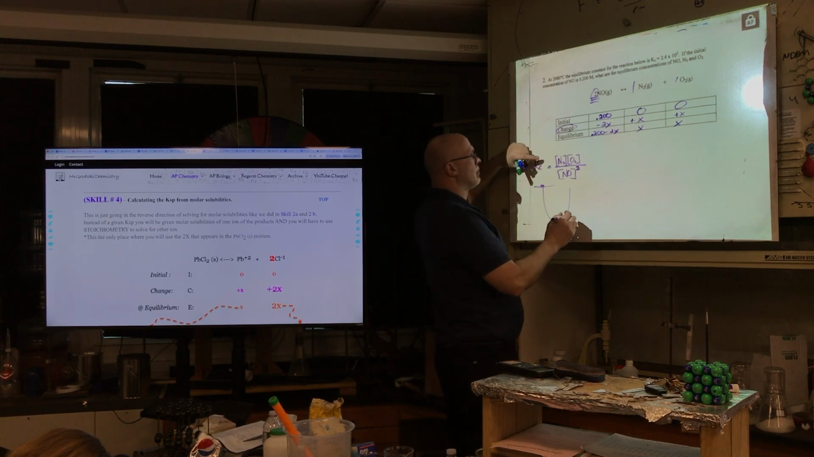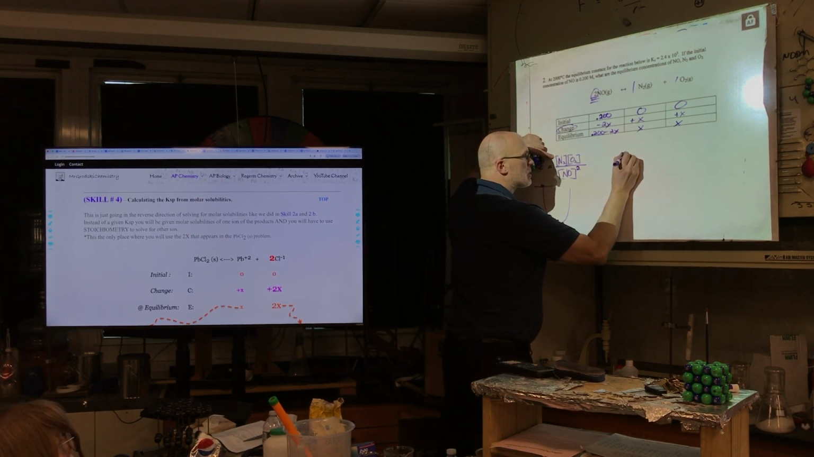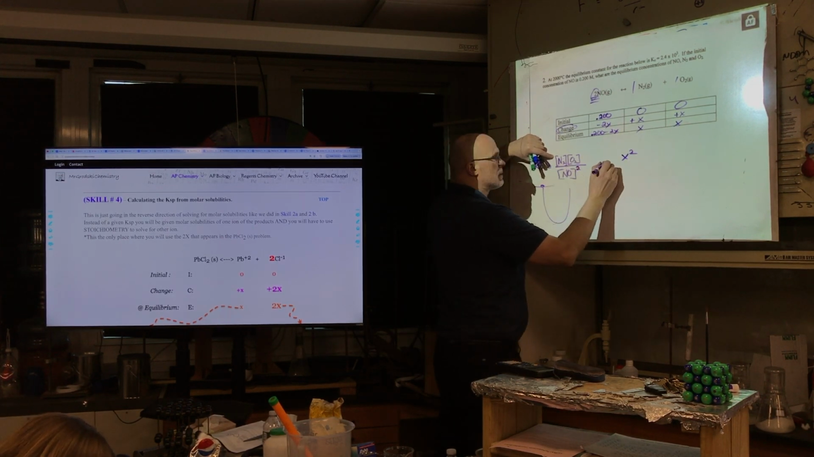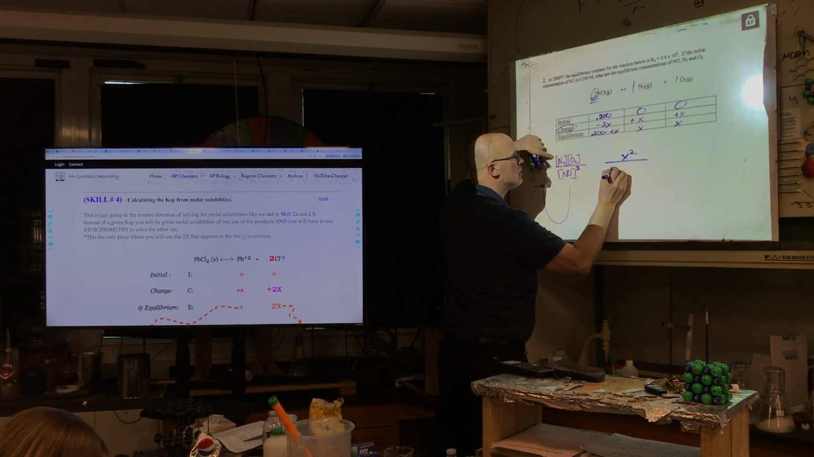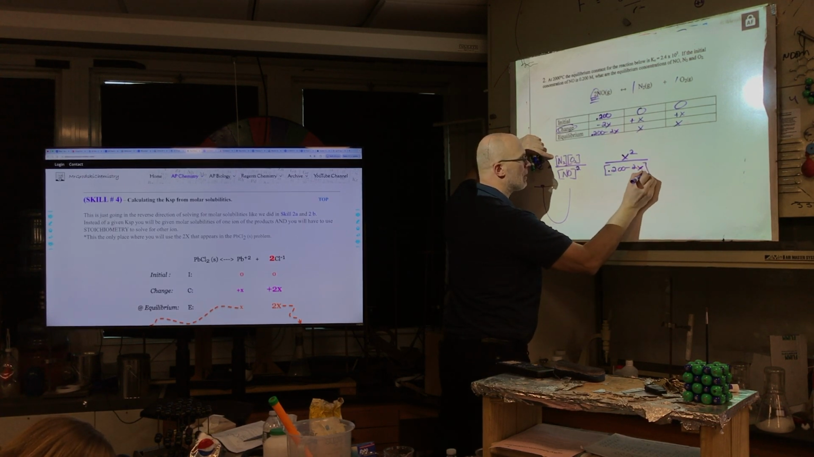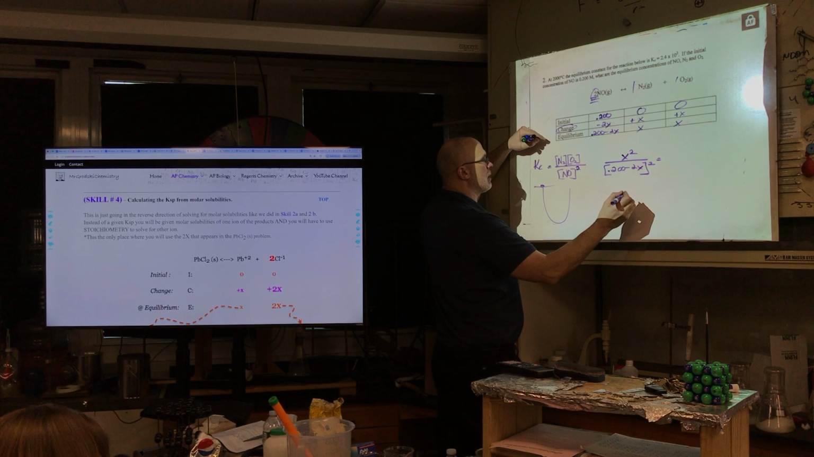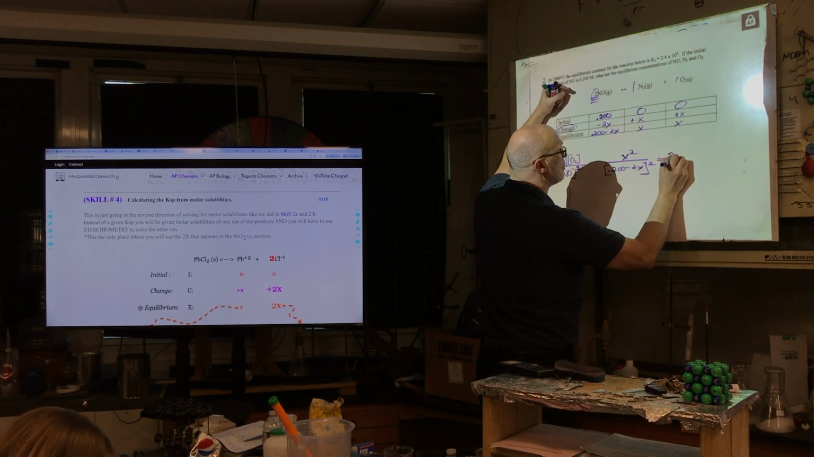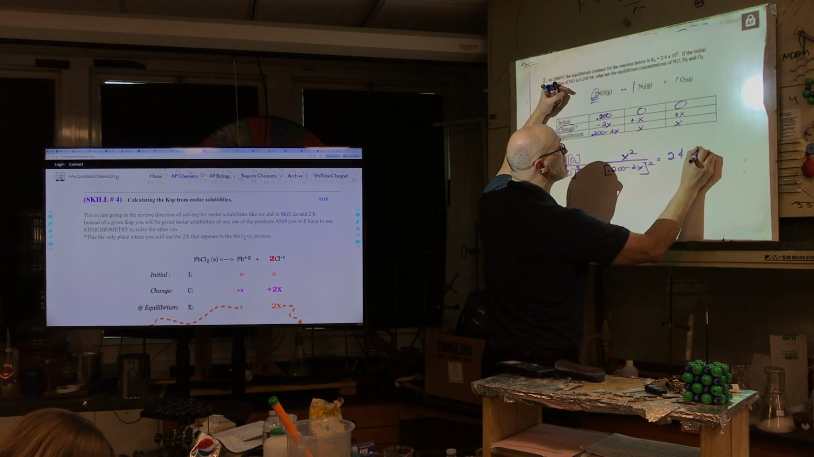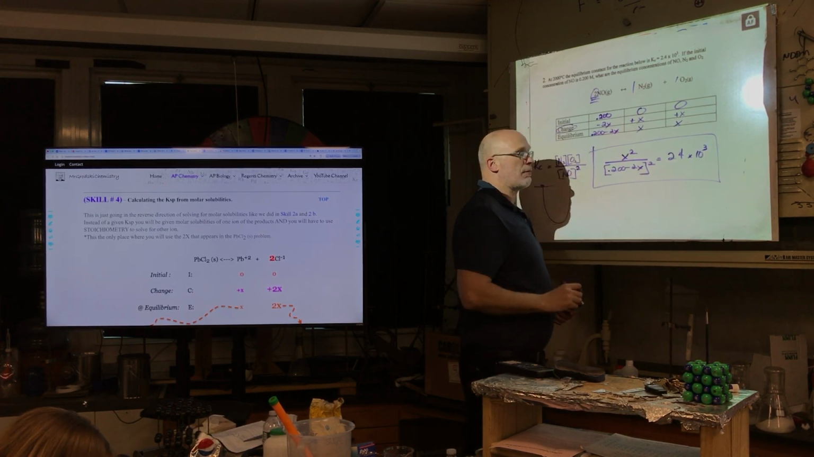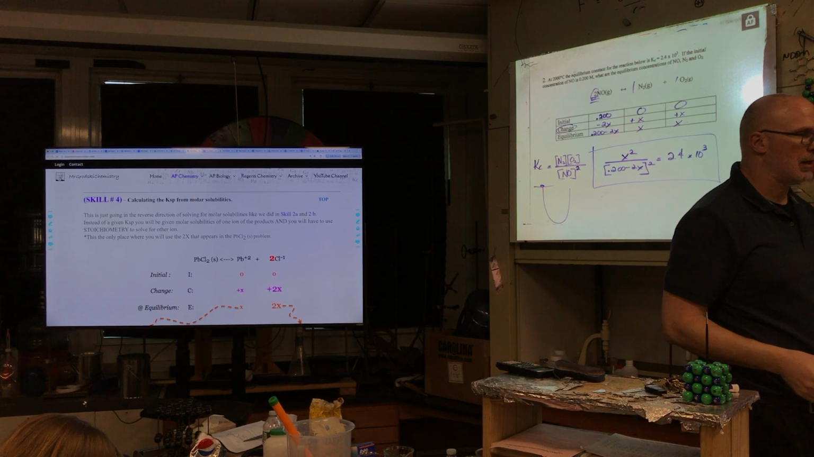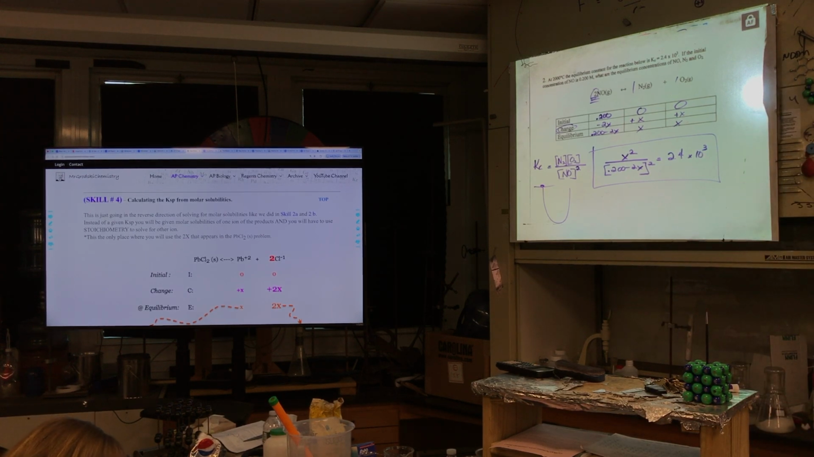Let's plug it in. X squared, that's easy. X times x. Here's where it gets gnarly. 0.200 minus 2x, and don't forget, we've got to square that. And that equals the value of Kc, which is 2.4 times 10 to the 3. I have to solve for x, and then I can figure out how much at equilibrium.